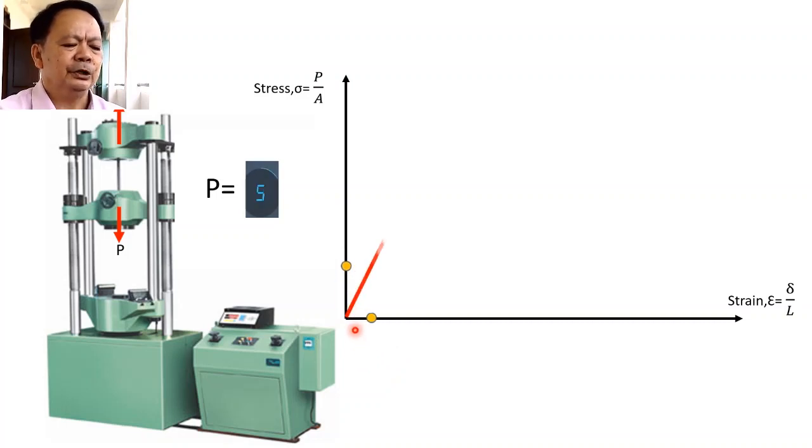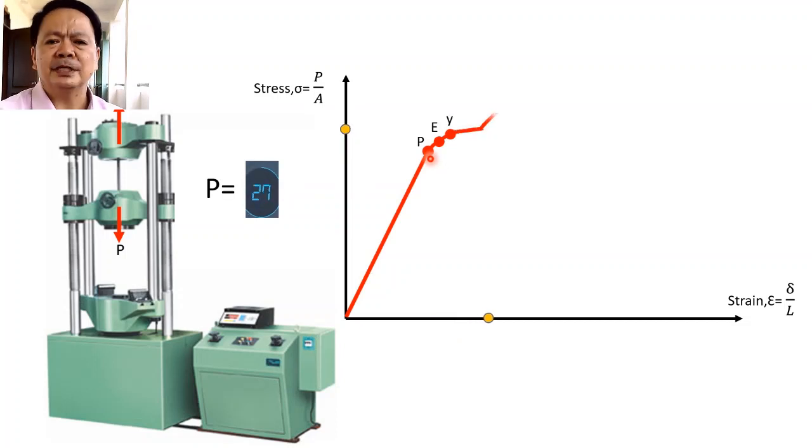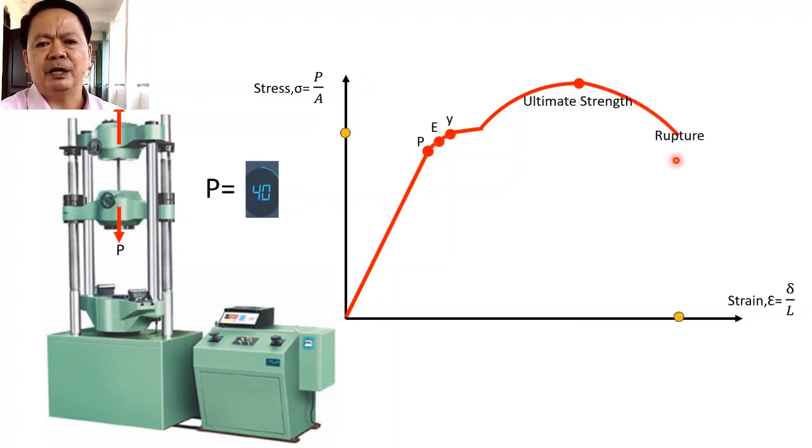Nakikita niyo, itong kulay pula nito represents the diagram that shows the relationship between the stress and the strain. So, dinaanan niya itong isang stage nito, which represents the proportional limit. Then, dumaan din siya sa another stage, which is the elastic limit. Then, we have the yield stress limit. Then, the ultimate. And then, finally, the breaking point. And you would see that the stress increases in this direction while the strain moves in that direction.